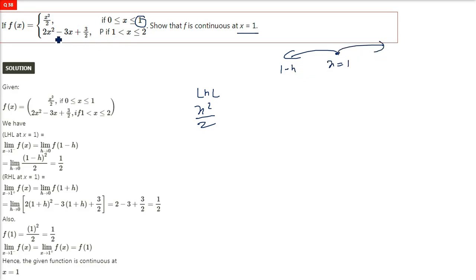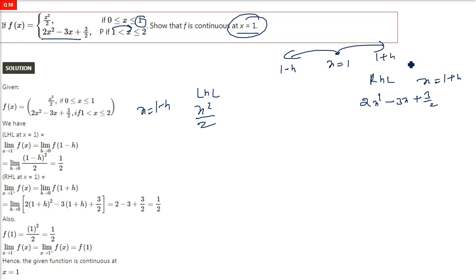On the right hand side we are going to use 2x² − 3x + 3/2, and in this case we are going to put x as 1 plus h. So x equals 1 minus h here, x equals 1 plus h here, where h tends to 0. So (1 − h)² divided by 2. You can open it also.